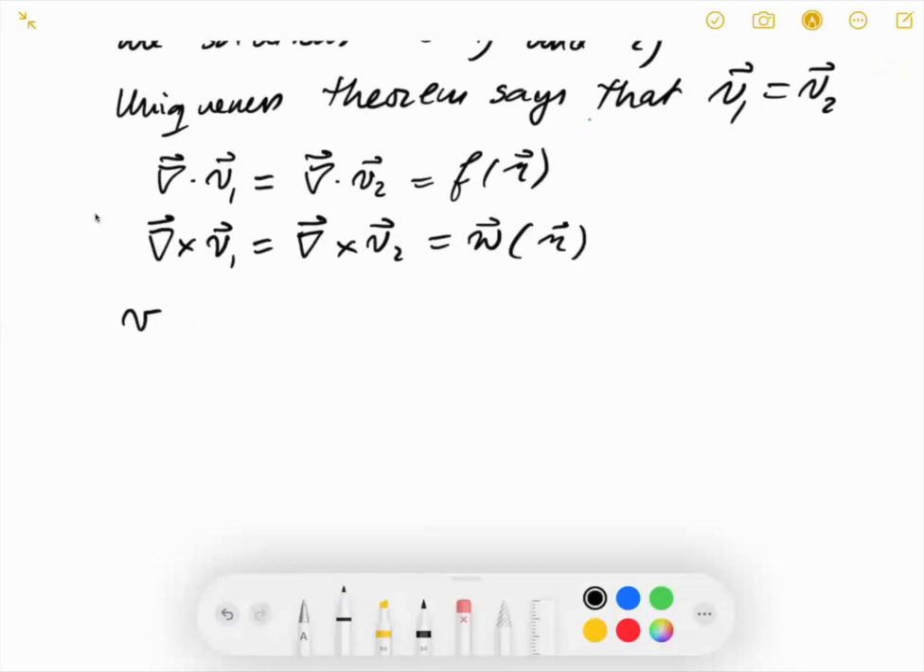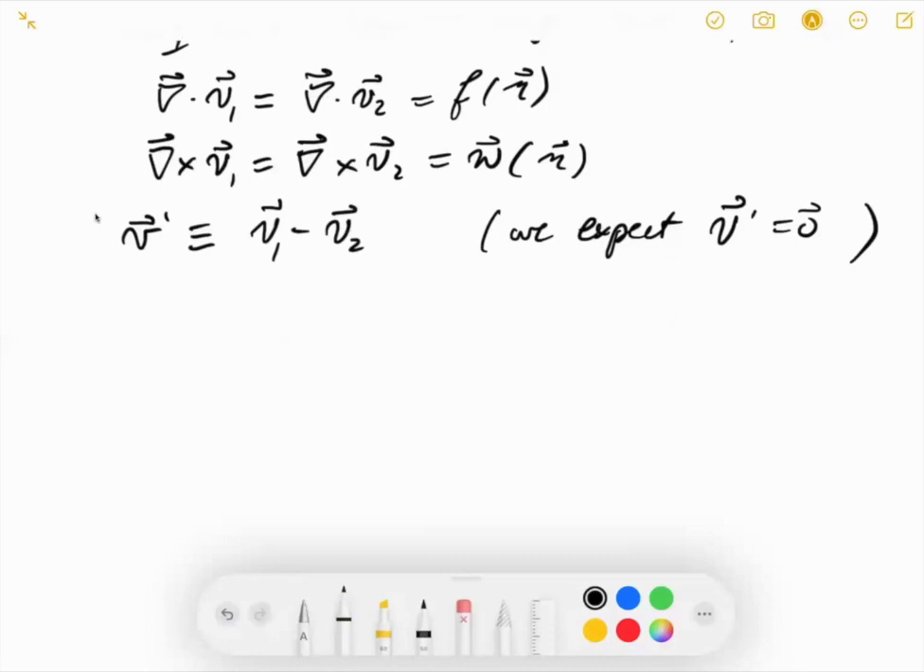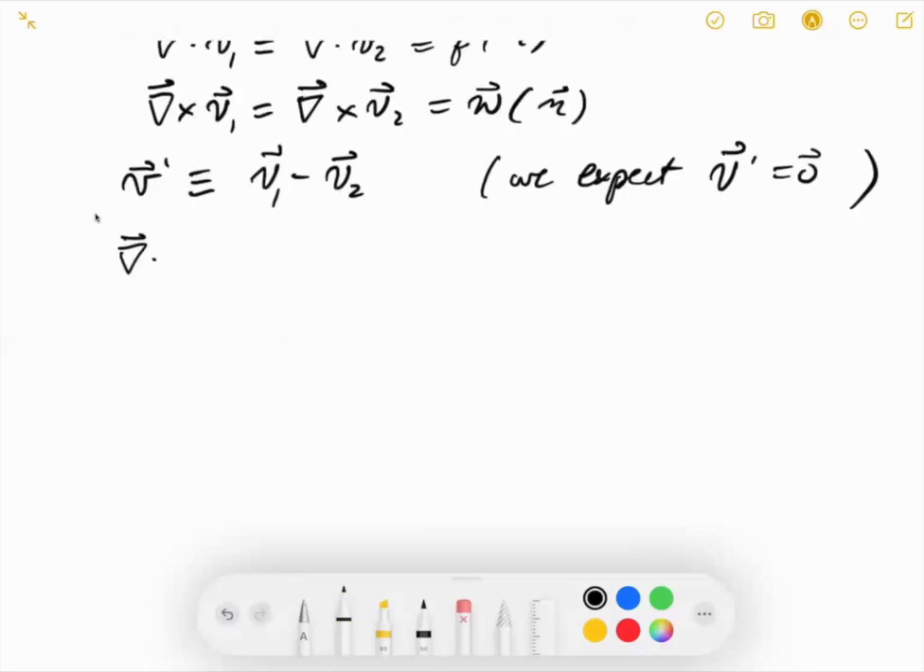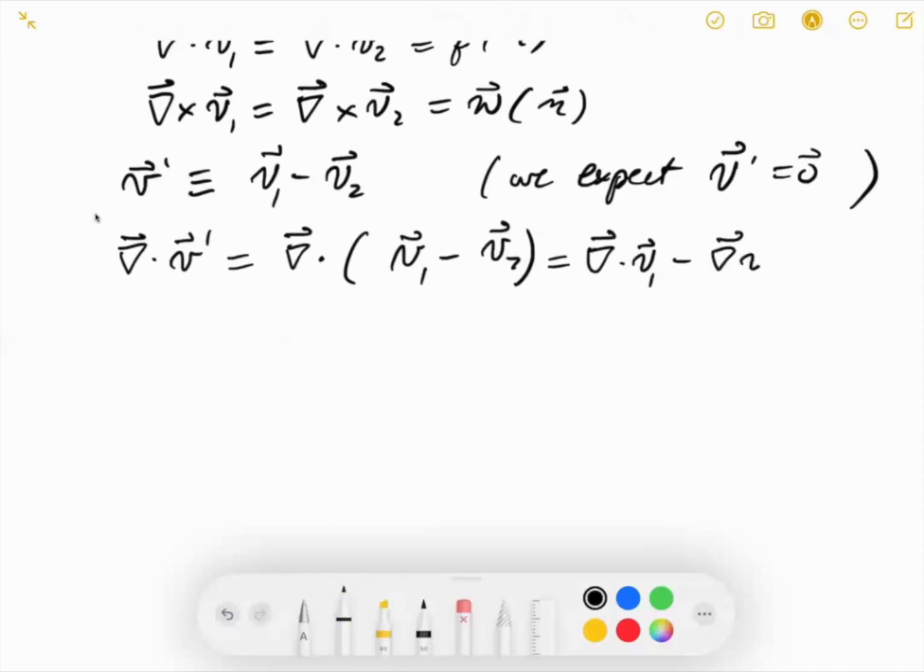Well, if they're identical, then if we subtract 1 from 2, we're going to make a new vector field here, that V prime. Then we expect that V prime is going to end up being 0. All right, so let's take the divergence of that new field, V prime. We know that is the divergence of V1 minus V2. So we need the divergence of V1 minus the divergence of V2. And of course, because that's F, and this is F, therefore this must be 0.